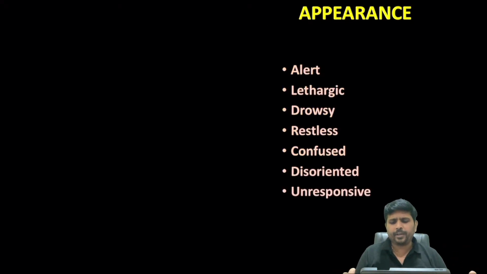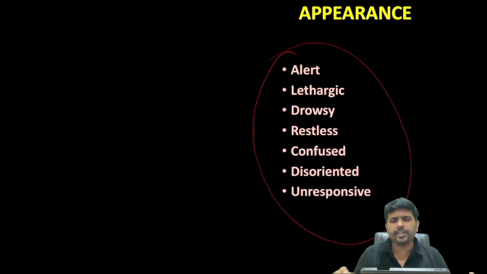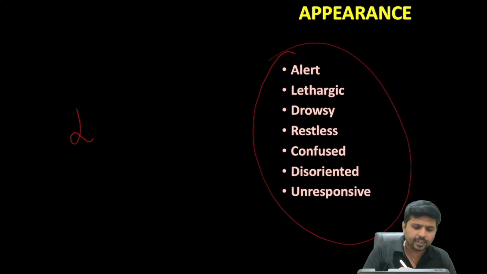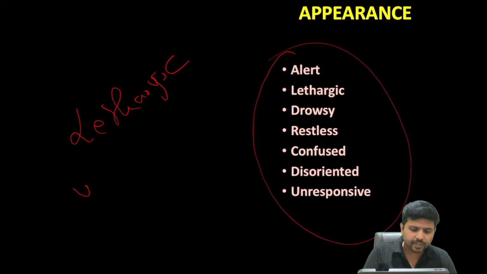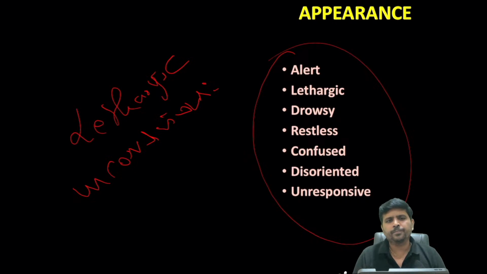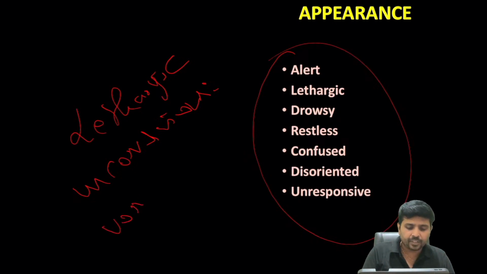Appearance. What do you mean by appearance? There are so many things which are noted here: whether the child is alert, lethargic, drowsy, restless, confused, disoriented, unresponsive. But as far as pediatrics is concerned, you need to ask only two things: whether the child is lethargic, whether the child is unconscious. Lethargy means there will be some amount of response. Unconscious means there will not be any response. Whether the child is vomiting everything or not able to take feeds.